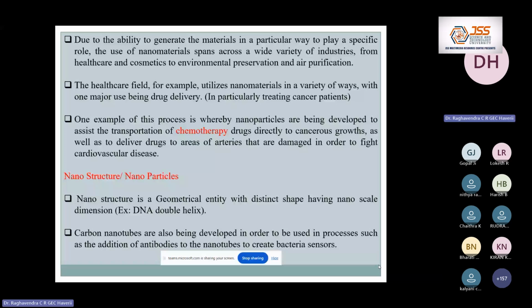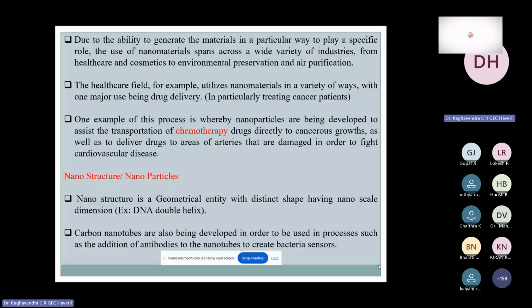Then what do we mean by a nanostructure or nanoparticles? A nanostructure is a geometric entity with a distinct shape having nanoscale dimensions. Say, for example, a DNA double helix shape that you might have seen. It is nothing but a nanostructure. When we call something nanoparticles, they are particles less than 1 micron in size, and that is what we call nanoparticles in general.